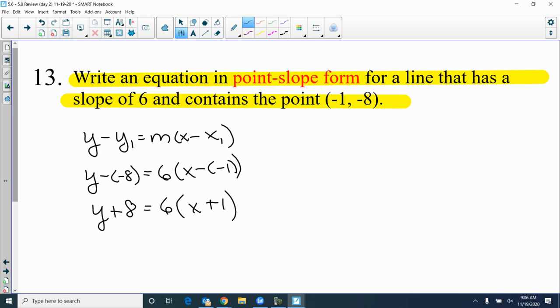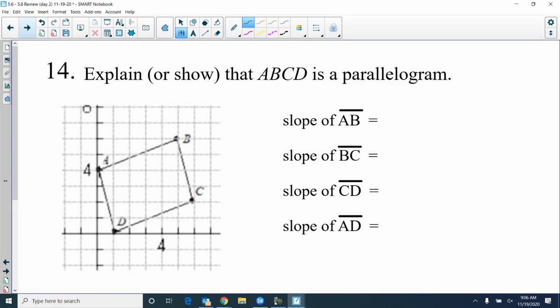Evan, caught up? Good, London? Yeah. Austin, you caught up? Caught up, all right. 14. Then you've got to explain.